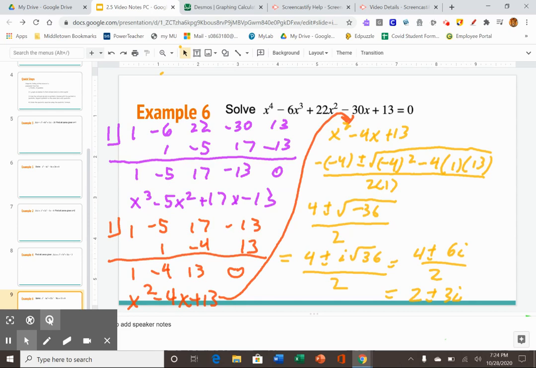All right, so this is example 6 worked out. First, we used synthetic division to get a cubic. So that is x cubed minus 5x squared plus 17x minus 13. Got that in purple. Then I had to use synthetic division again to give me a quadratic. Remember, quadratic is power of 2: x squared minus 4x plus 13. Came over here, used the quadratic formula. And here are my roots down at the bottom: 2 plus or minus 3i.